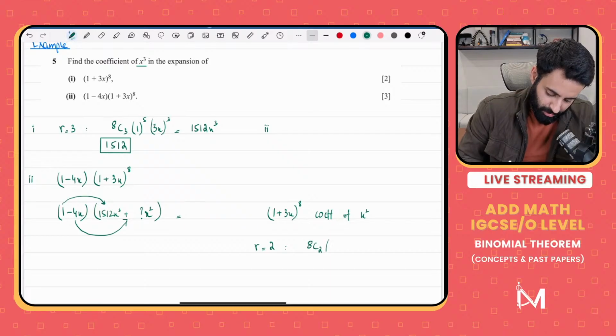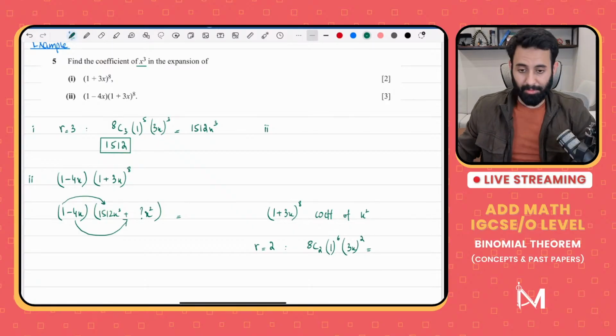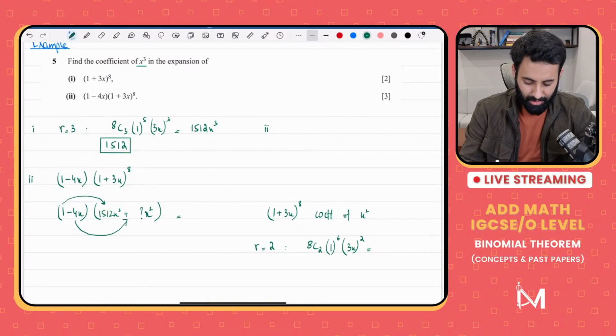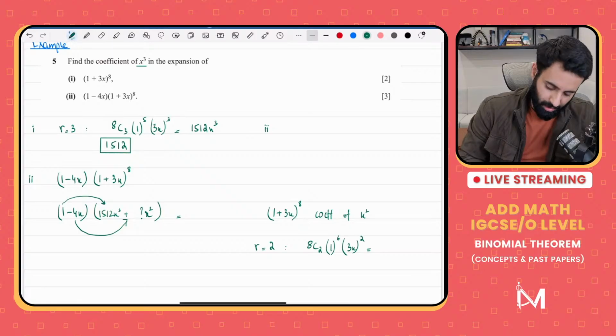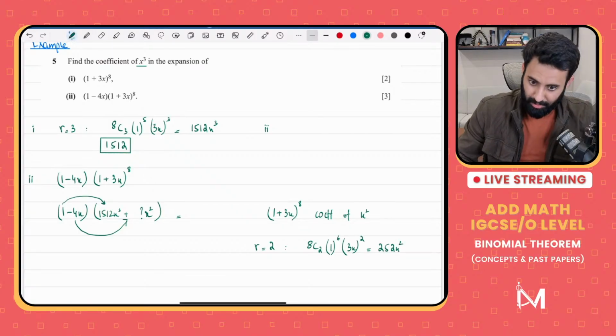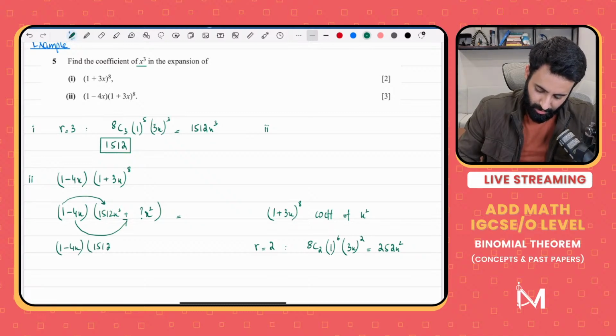So 8c2, 1 raised to the power 8 minus 2, which is 6, and 3x raised to the power of 2. Now, why are we finding x squared? Notice that the question is not very nice in the sense कि वो हमें पहले से बता दे कि हमें क्या करना है. We have to figure it out ourselves. So this turns out to be 252 x squared. Now we know exactly all the terms that can potentially give us x cube.